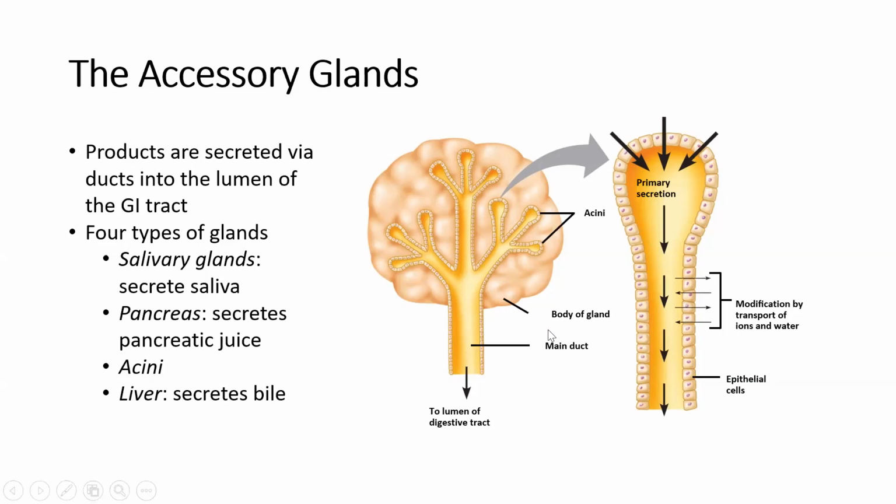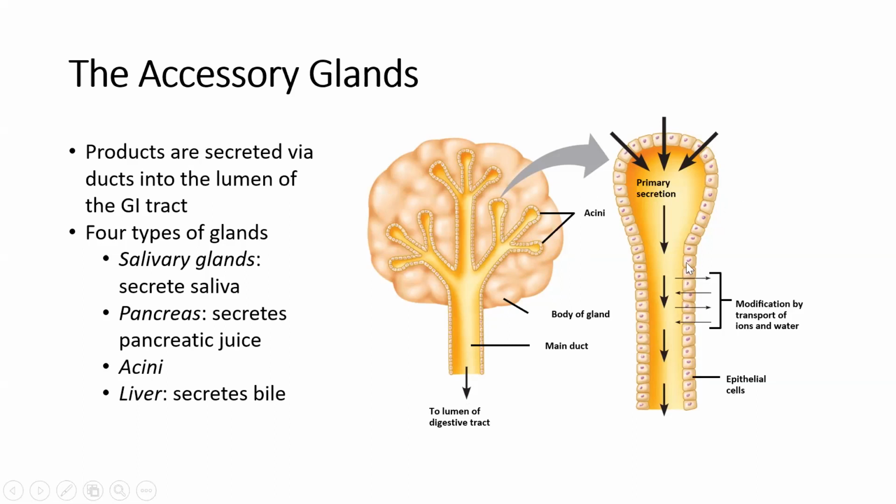So this is what these glands look like. Most of these glands are made of the same type of cells. We call these acini. And the acini are actually epithelial cells that are lining these ducts that create whatever secretion, whether it's pancreatic juice, whether it's saliva, whether it's bile. They're all being created at these acini and then dumped into the ducts, and then they lead into the lumen of the digestive tract. Okay.